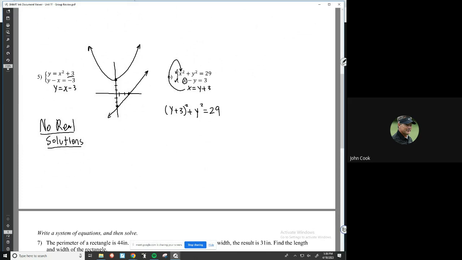And then we distribute this, or FOIL it, whatever you want to call it. It's y plus 3 times y plus 3, and then plus y squared equals 29. Distributing, we get y squared plus 6y in total, and then plus 9, and then y squared. So let's add those y squared terms together. Now we've got 2 of them.